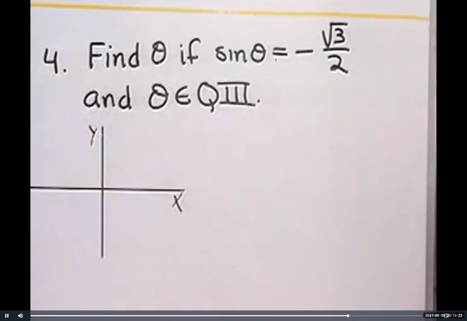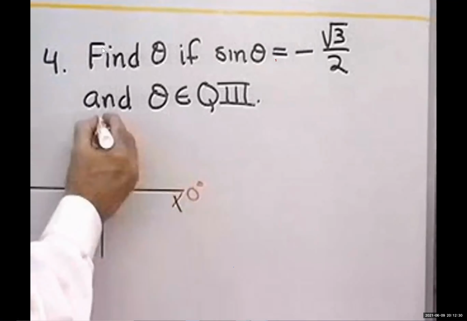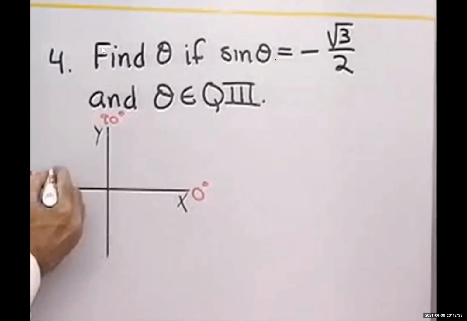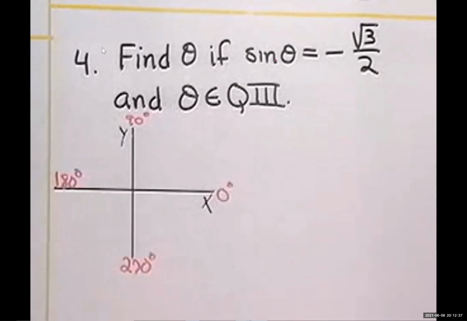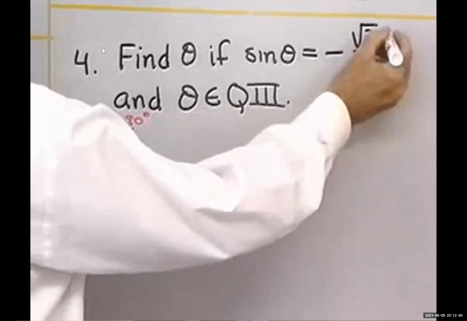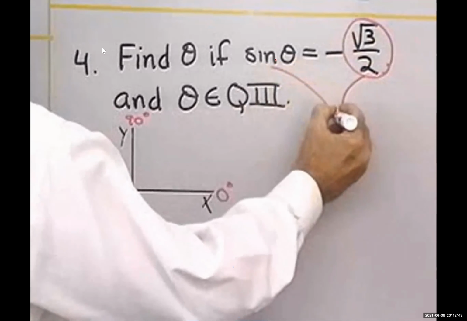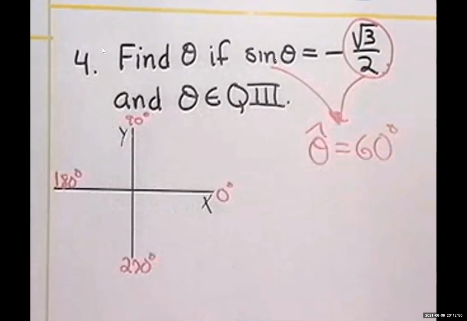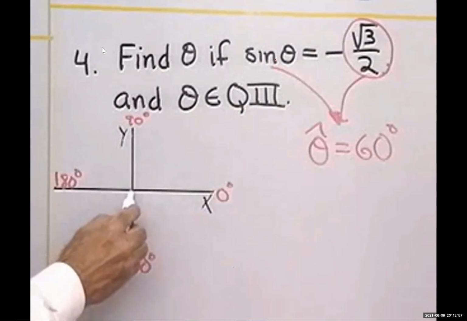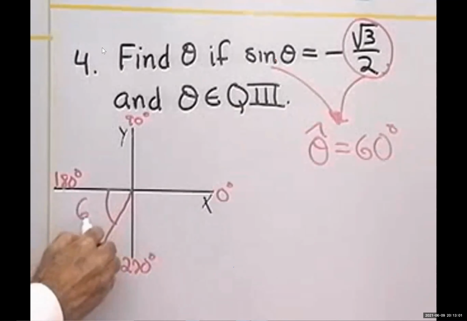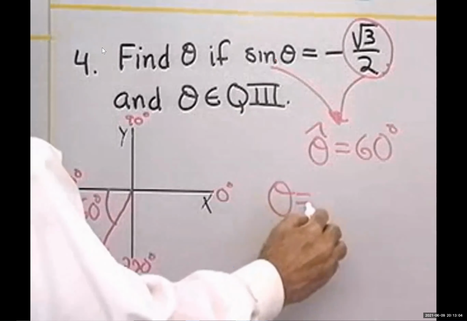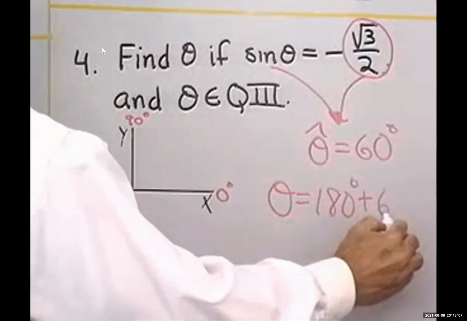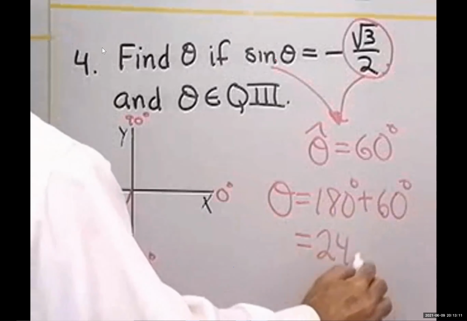Find theta if sine theta is negative square root 3 over 2, and theta terminates in quadrant 3. So again, here's 0 degrees, 90 degrees, 180 degrees, 270 degrees. Sine theta is equal to negative square root 3 over 2. My square root 3 over 2, along with the sine function, tells me that my reference angle is going to be 60 degrees, because the sine of 60 degrees has an exact value of square root 3 over 2. So here's my reference angle. I want to be in quadrant 3 with a reference angle of 60. So I'll draw that in. This tells me that theta itself must be 180 degrees plus 60 degrees, and that will come out to be 240 degrees.